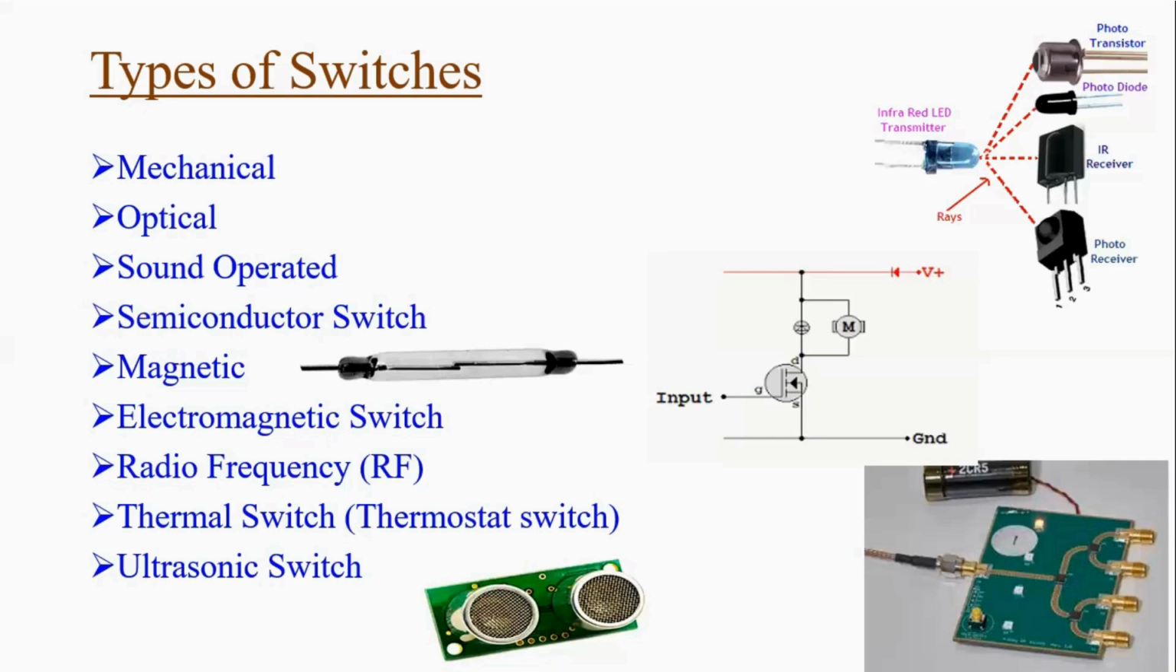Ultrasonic switch is a high frequency sound signal switch. It's not a light. It doesn't give light, but a sound signal. Basically it's a module, a sensor which we use to do some practicals related to your switching principle. So these are the different types of switches we are discussing.